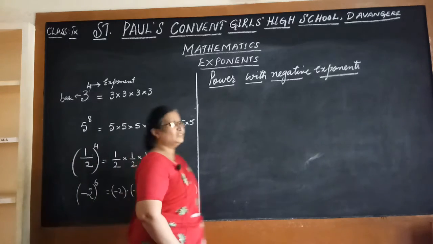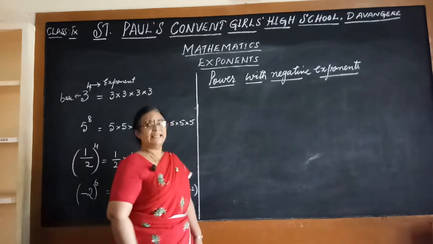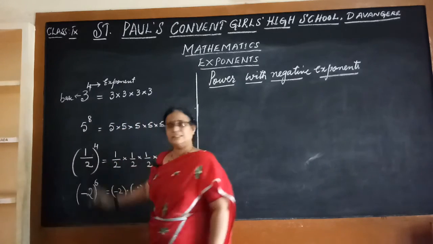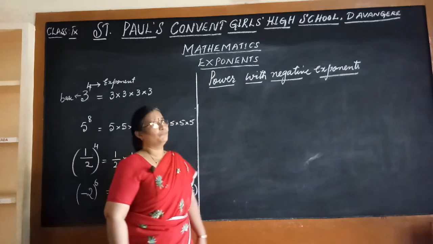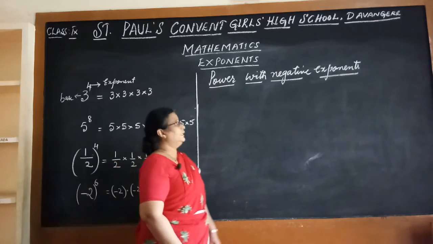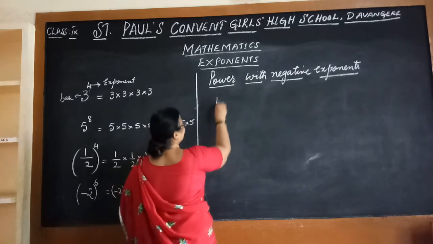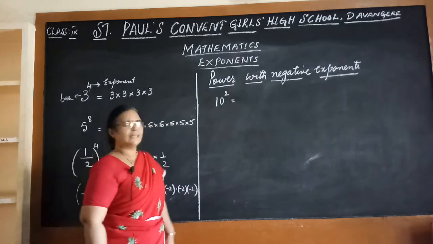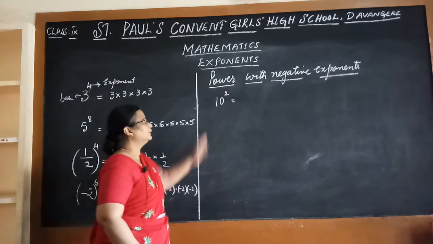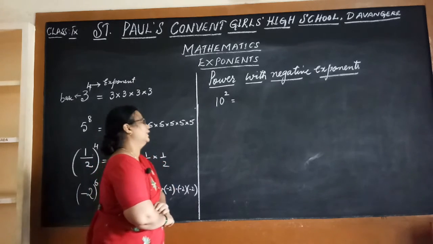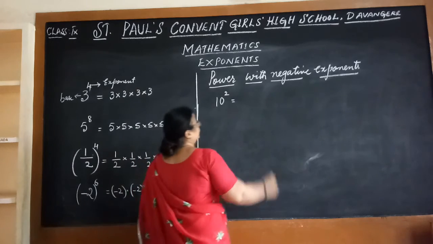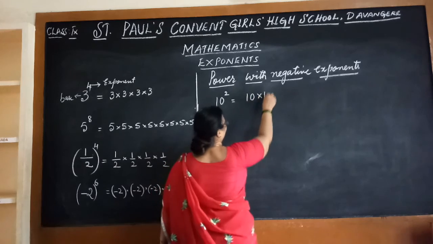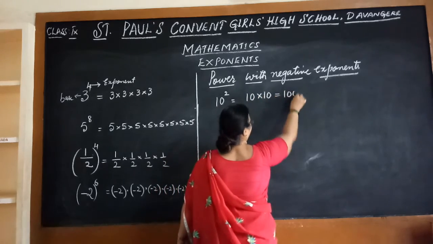Now, we shall know something about power with negative exponents. Here all the powers are positive. Now we shall see how to get the negative exponents. Let me consider 10 square. 10 square is 10 into 10, 100. Here 10 is the base and 2 is the exponent or index. This 10 squared is equal to 10 into 10, which is equal to 100.